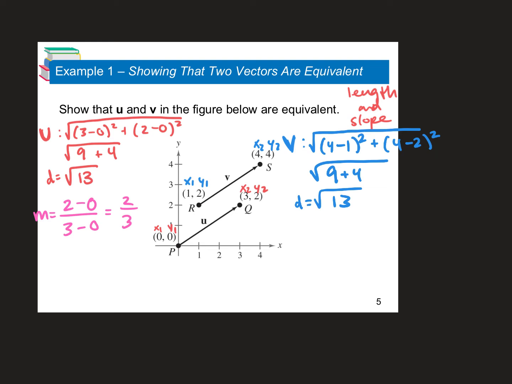And then we have to find the slope. So slope is y2 minus y1 over x2 minus x1. So this will be 2 over 3. So are these two vectors equivalent? Yes, because they have the same distance, same length, and the same slope.